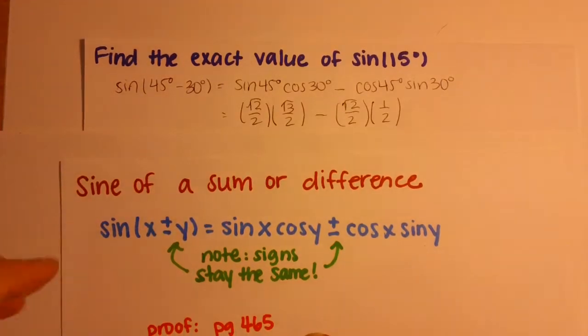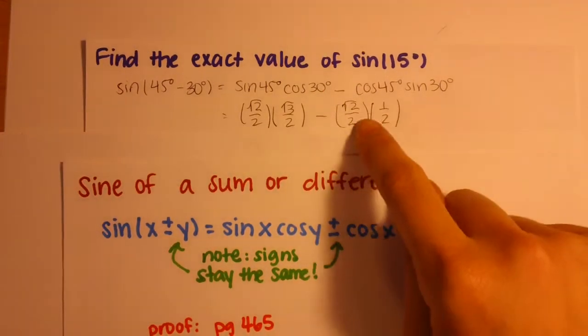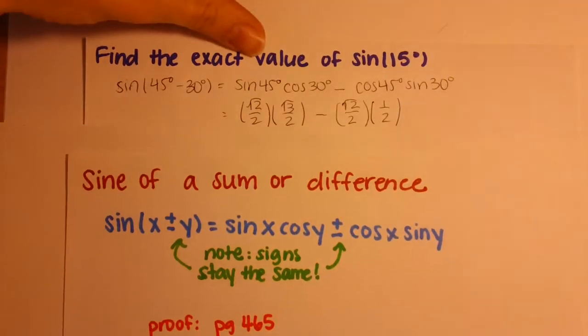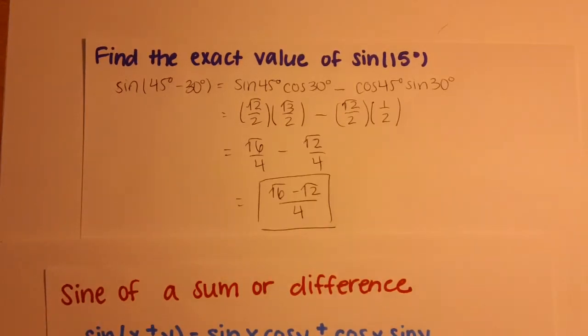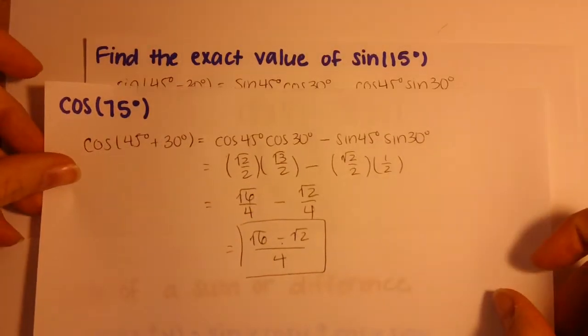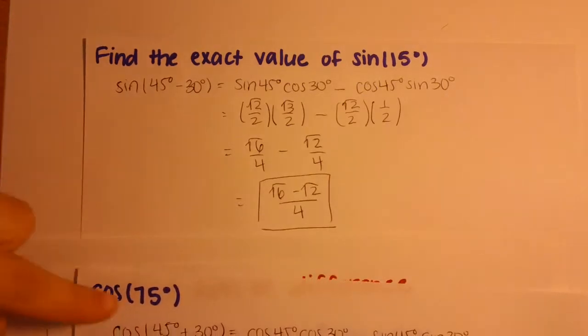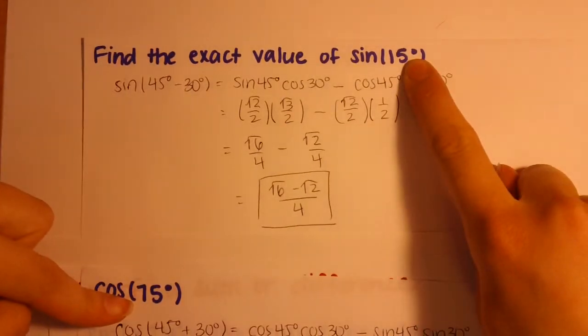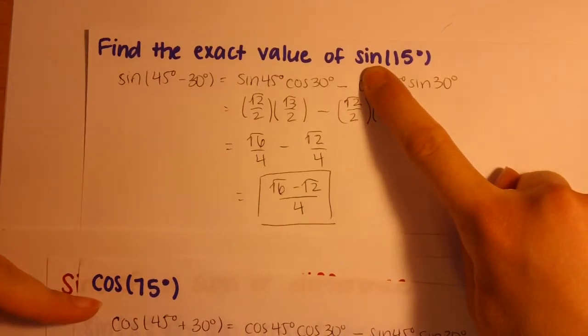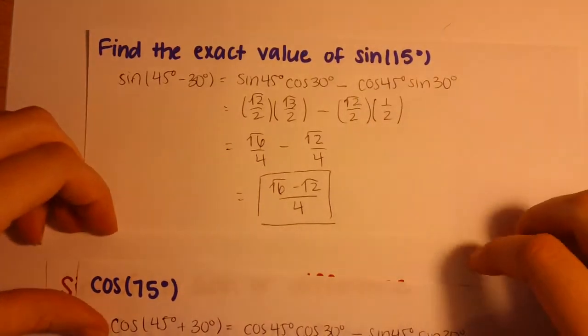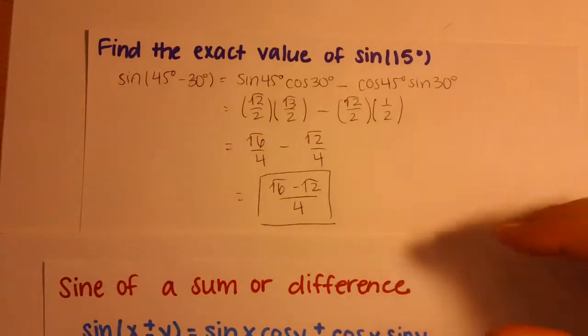Square root of 2 over 2, square root of 3 over 2, minus square root of 2 over 2 times 1/2. Multiply these together and get square root of 6 over 4 minus square root of 2 over 4. And then you'll be left with square root of 6 minus square root of 2 over 4. Now notice this looks very similar to the last answer we got. The reason being, 75 and 15 are complementary angles. They add to 90, so the sine is going to be equivalent to the cosine. That's using your cofunction identities, so that's important to remember.